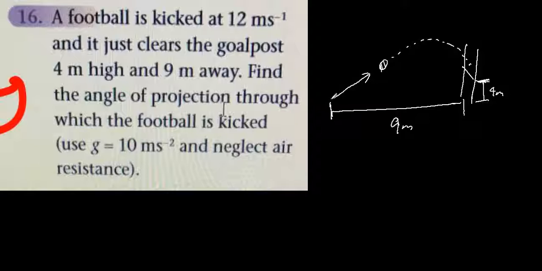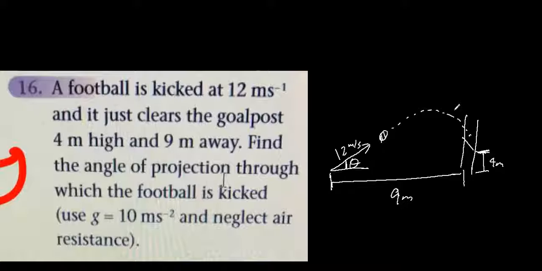The angular projection is this angle, theta. They're asking what is this angle through which this football is kicked. The actual velocity it's launched with is 12 meters per second. So what piece of information do we have? First, this velocity, and a point on the parabola that this ball is taking in its trajectory. This is the clue that tells you to use your trajectory rather than any other parts of the equations we're working with.